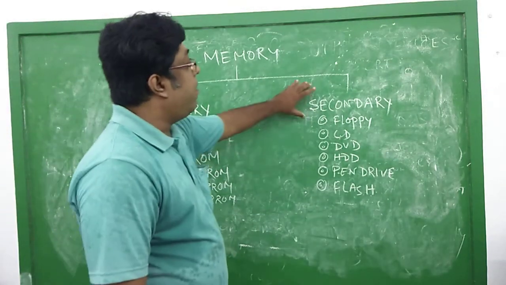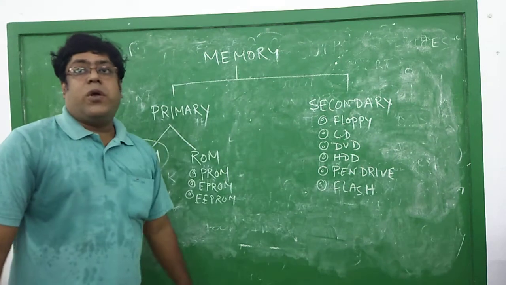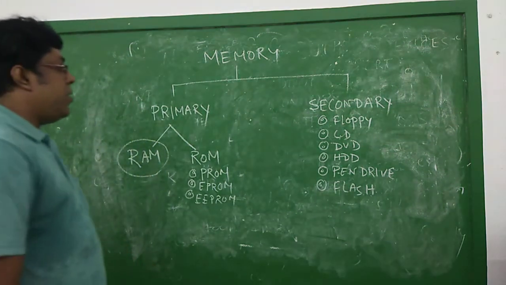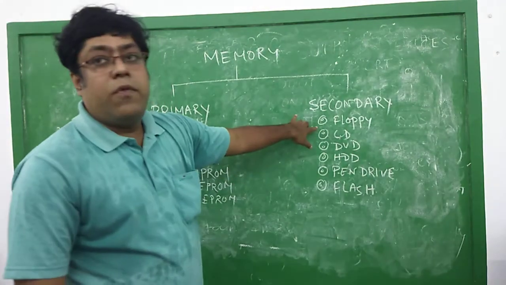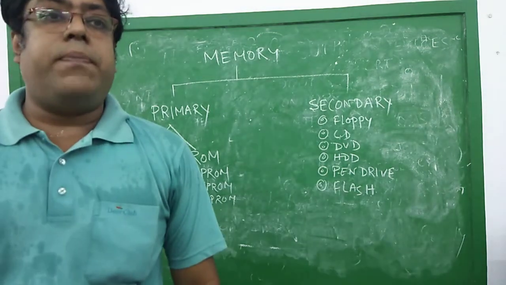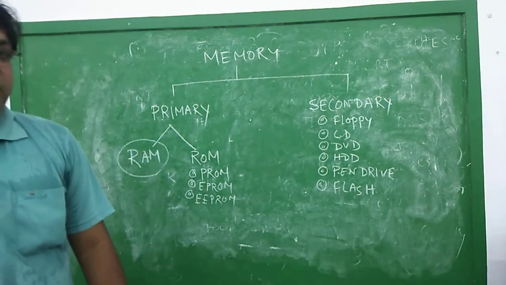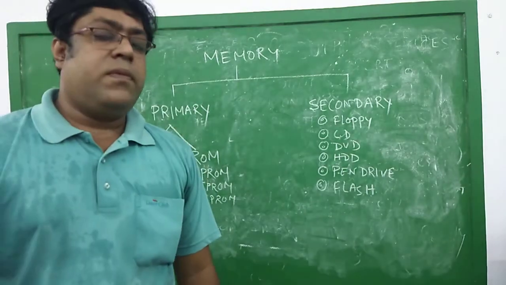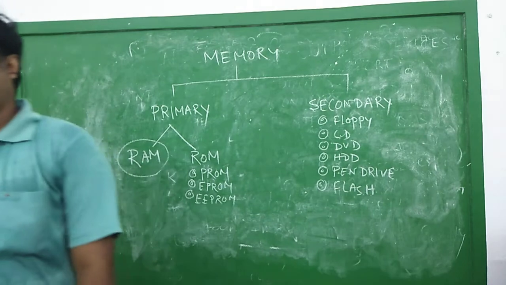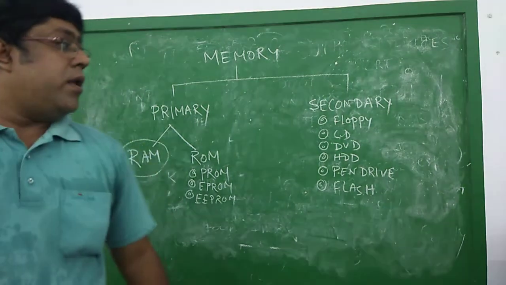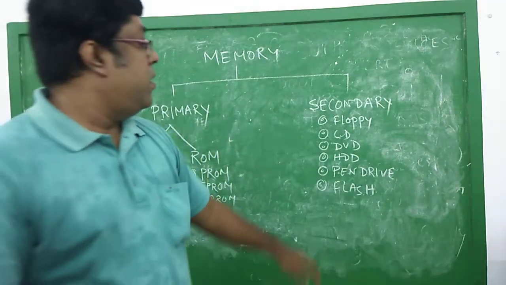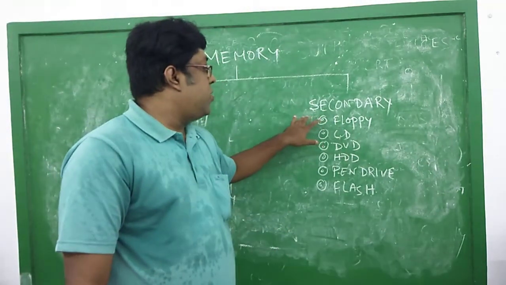Now we are talking about the secondary memory. It is a secondary storage unit. First of all, we are talking about the floppy. Floppy is the oldest secondary memory. Now it is totally obsolete. Two different categories of floppies are found. One is the 5.25 inch floppy, and the other is the 3.5 inch floppy. The 3.5 inch floppy capacity is 1.44 MB. So these types of things are totally obsolete.